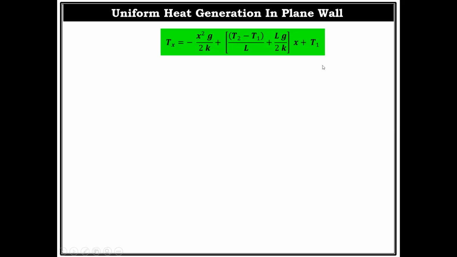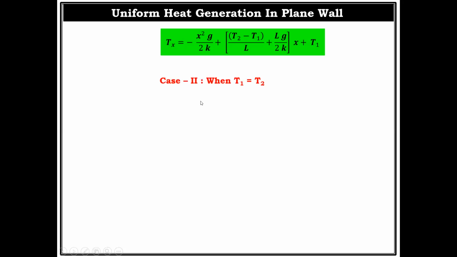Now this is our generalized equation for within a solid at a particular x distance. Remember, x is equal to 0 at the left face and x is equal to the thickness at the right face. So within that solid, for any particular value of x, what is the temperature? So we get this equation, correct?